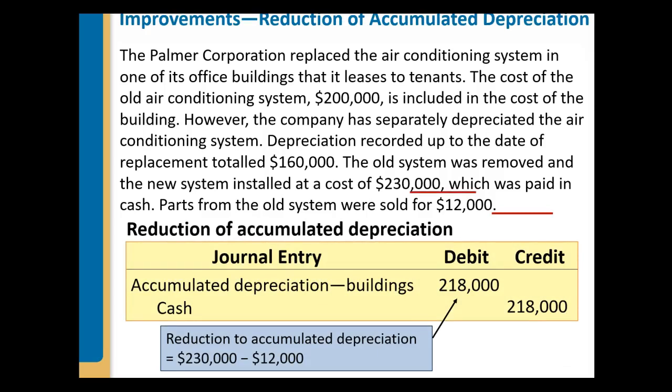Under the reduction of accumulated depreciation method, the building's account is left unaltered, but its related accumulated depreciation is decreased. The book value is the same as in the capitalization of cost method, but the cost and the accumulated depreciation amounts differ under each method. Accumulated depreciation of buildings is debited for $218,000 and cash is credited for the same amount.